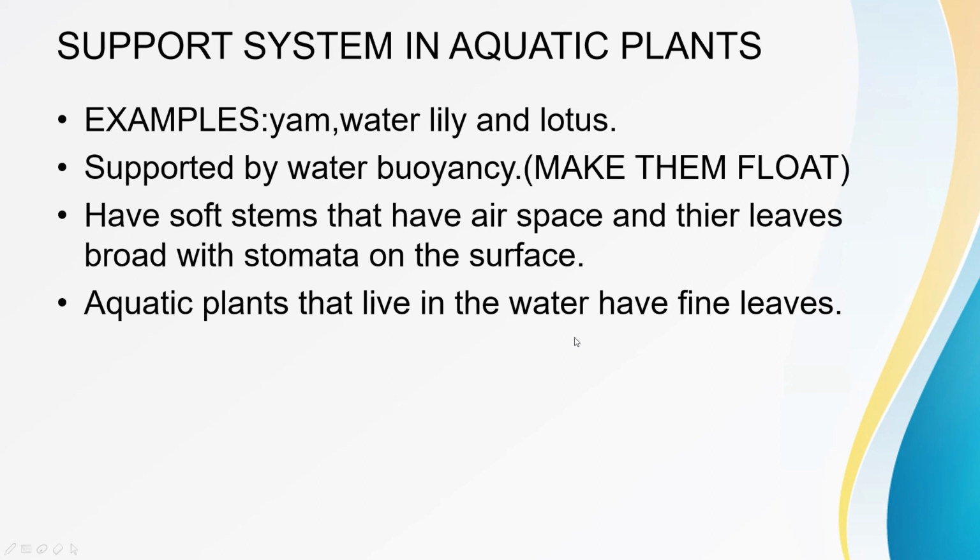Now we're going to talk about aquatic plants. For aquatic plants, there are a few examples here: yam, water lilies, and lotus. They are supported by water buoyancy, which makes them float on the water. They have soft stems with air spaces and their leaves are broad with stomata on their surface. The aquatic plants that live in the water have fine leaves.